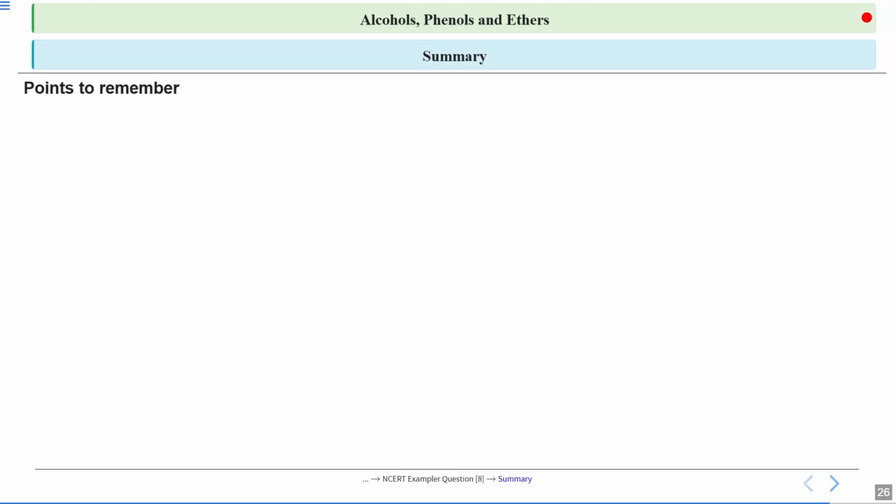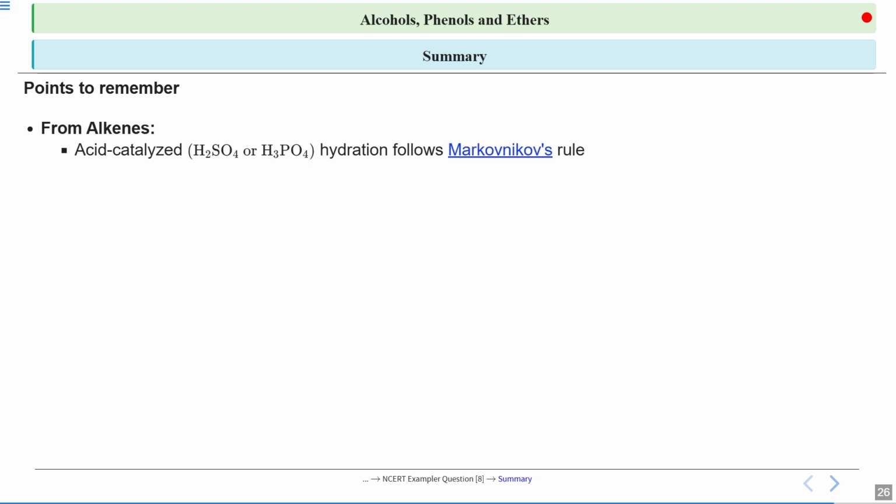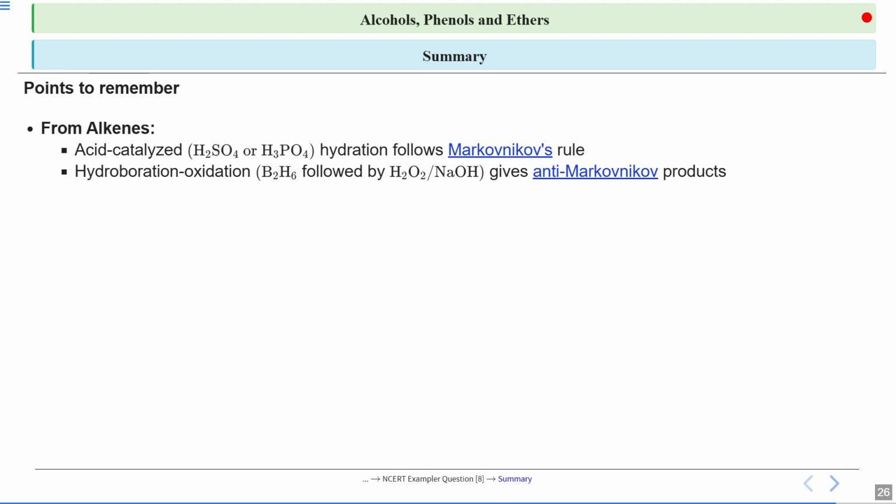Okay, let's see the summary, the points to remember from today's lecture. We have seen the preparation of alcohols, phenols and ethers. Firstly, from alkenes by acid-catalyzed hydration in presence of H2SO4 or H3PO4, which follows Markovnikov's addition rule. Then another method from alkenes is hydroboration-oxidation, with diborane followed by oxidation with H2O2 in presence of NaOH, and it is going to give us an anti-Markovnikov product.